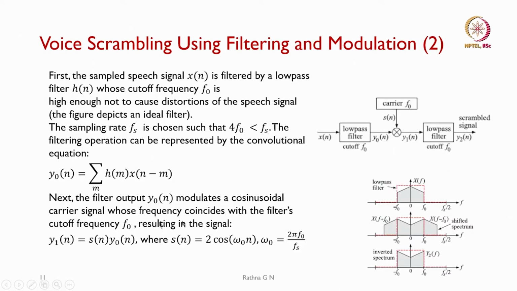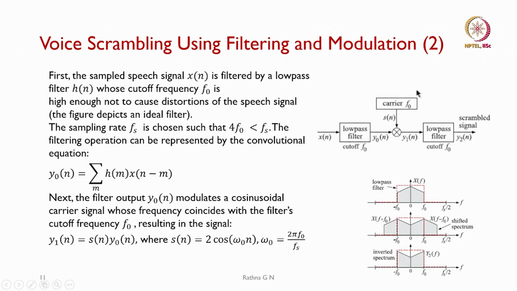Continuing, we will see how the carrier frequency and the low pass filter are mixed, and how our filter response looks in the frequency domain, as shown here. So what is going to happen? First, the sample speech signal is filtered by a low pass filter. H of n is the order of the filter, whose cutoff frequency, which we will call f naught, is high enough not to cause distortions of the speech signal.